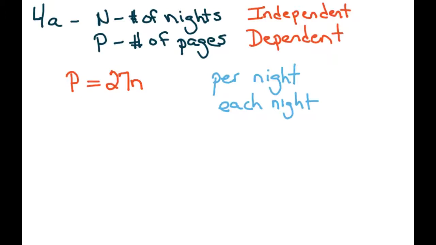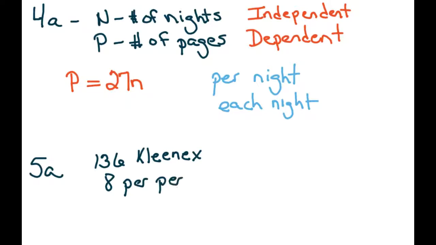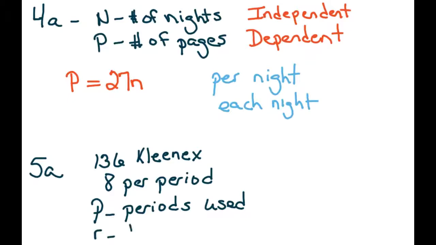Now, the second one I'd like to show you is number 5. It's very tricky. 5 is about this box of Kleenexes, and it's tricky because it's really 2 steps. It says that Miss James opened this, and there are 136 Kleenexes in the box, and every single class period, they use 8 Kleenexes. So again, we have a per, 8 per period used. And our 2 variables are P, periods used, and I think we have R for Kleenex remaining.